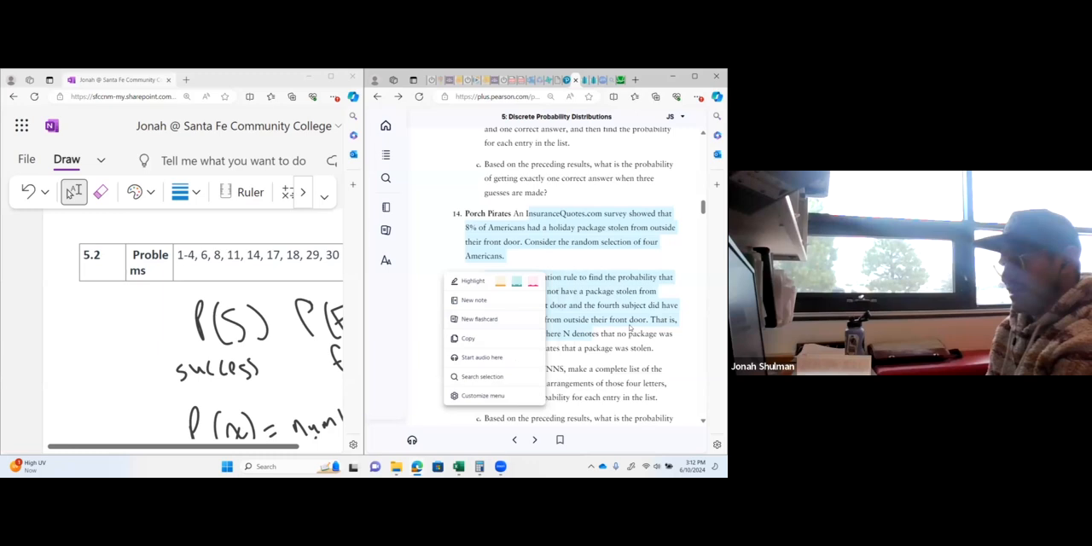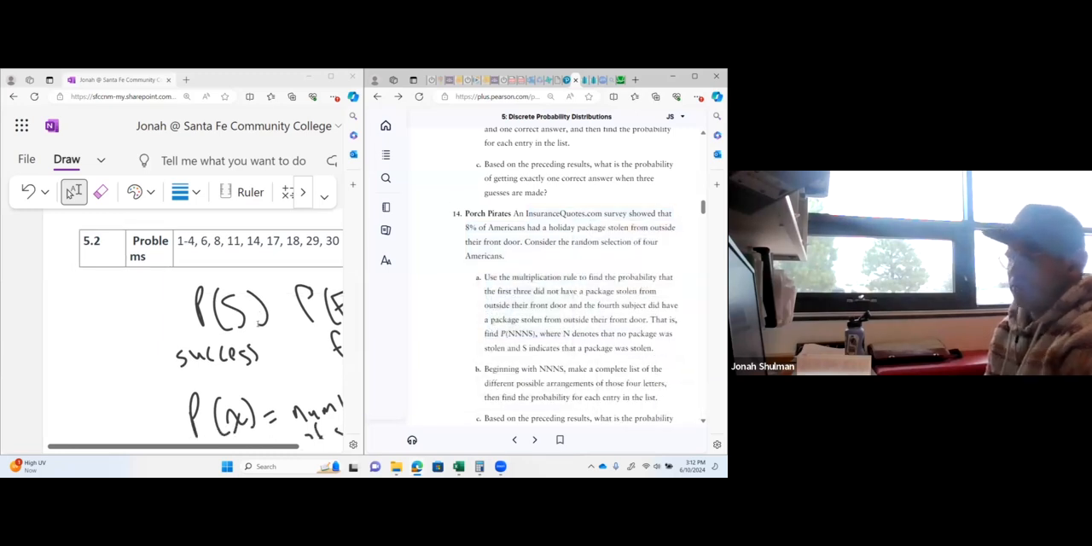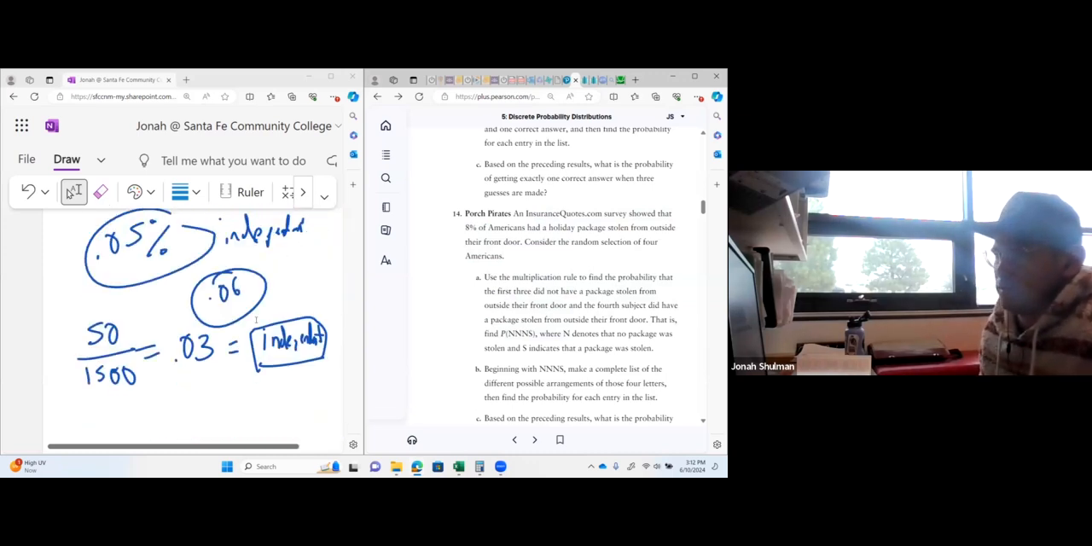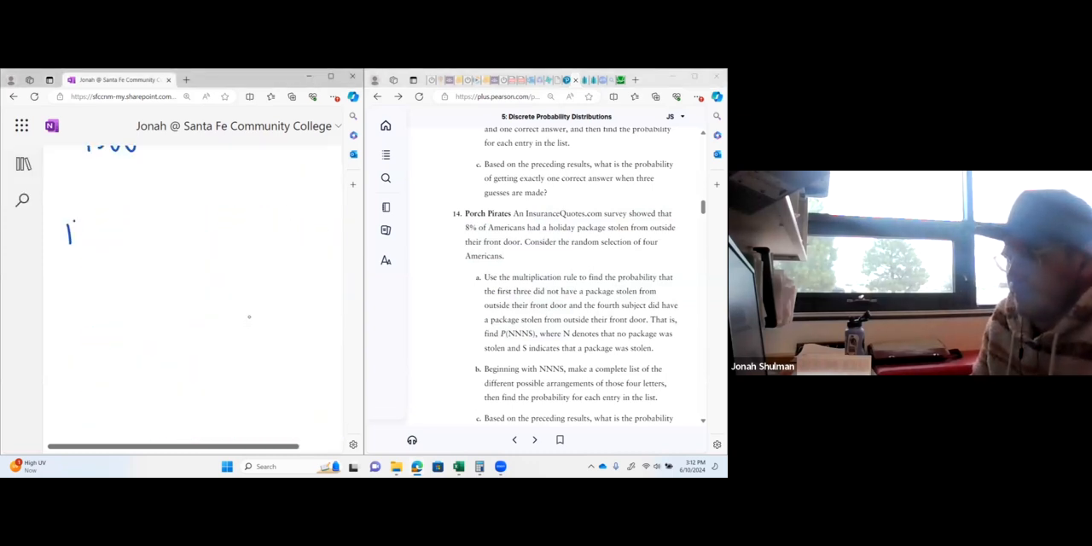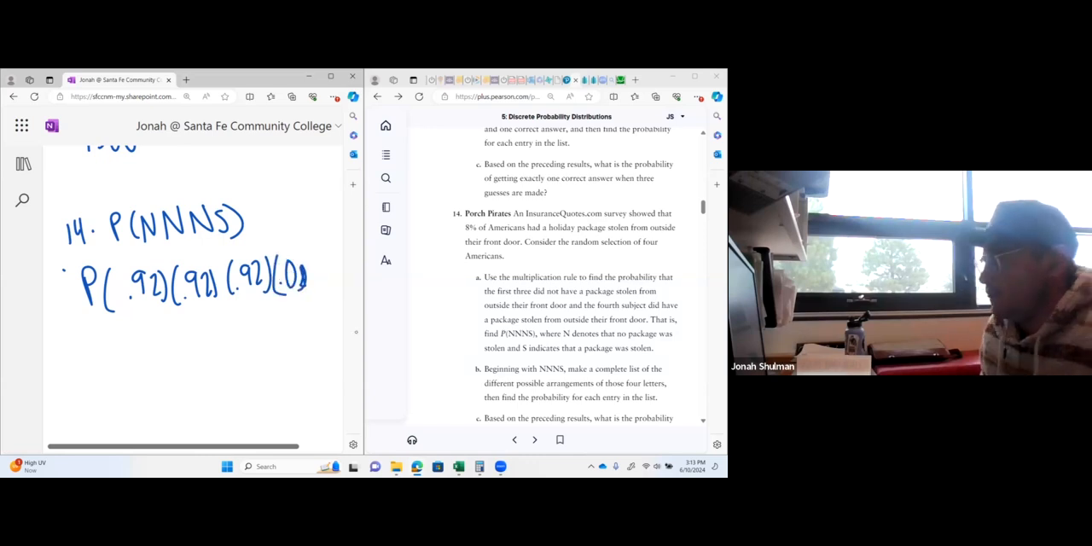For ours, we want this specific order, so that's why we don't have to use the full formula from 14. We want in the specific order N, N, N, S. So the probability for the first one is that it did not happen. 8% was stolen, so 92% was not stolen. So it's going to be 0.92 times 0.92 times 0.92 times 0.08. That's how it's going to work out.